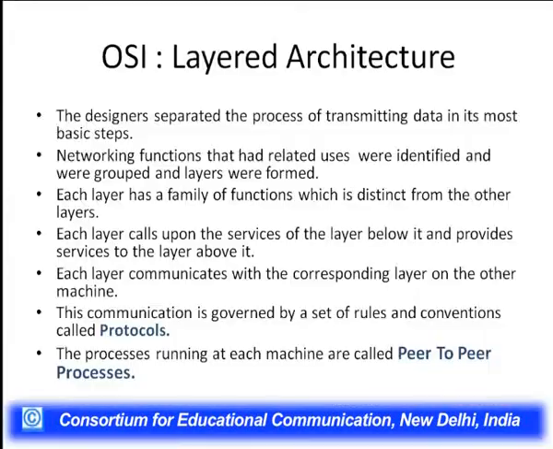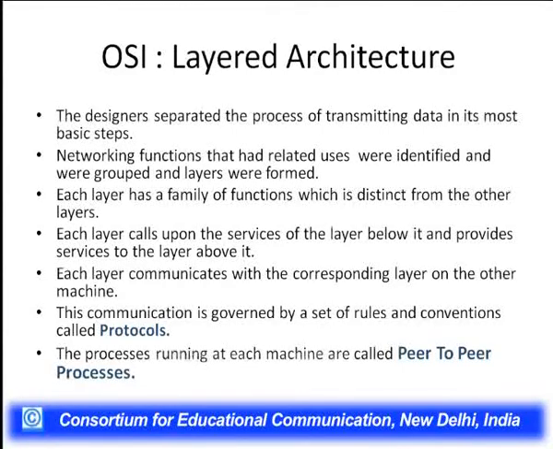So, the designers, they separated the process of transmitting data in its most basic steps. Networking functions that had related uses were identified and grouped and layers were formed. So, each layer has a family of functions which is distinct from the other layers. Each layer calls upon the services of the layer below it and provides services to the layer above it. Each layer communicates with the corresponding layer on the other machine. This communication is governed by a set of rules and conventions called protocols.